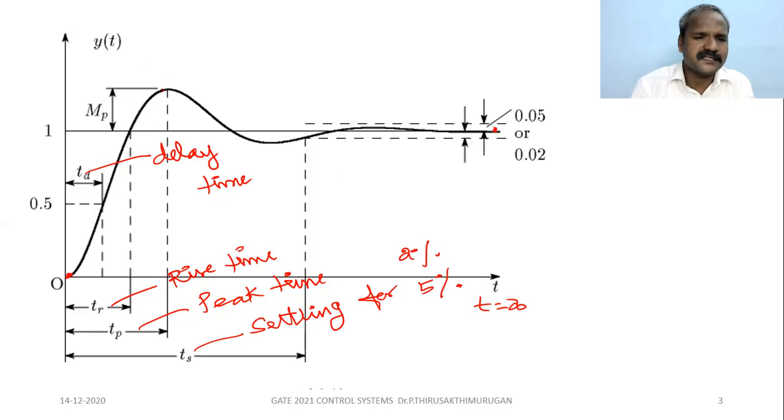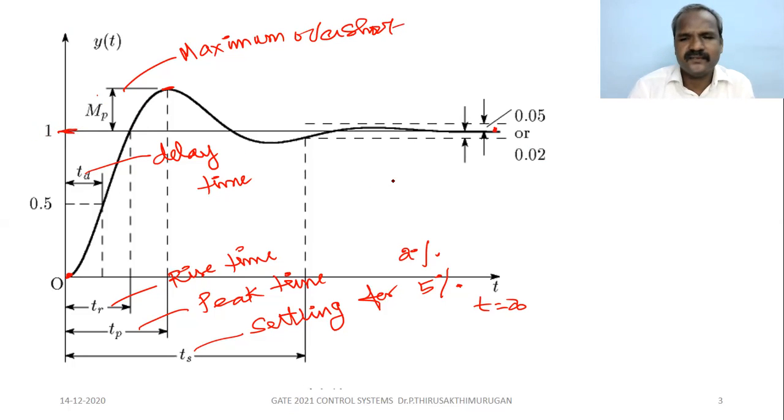So this is the maximum overshoot at the first peak. MP is nothing but maximum overshoot. This is the steady state value, 1. Clear? So these are all the various time domain specifications. Let us derive these time domain specifications.